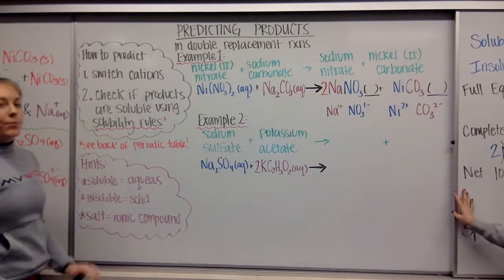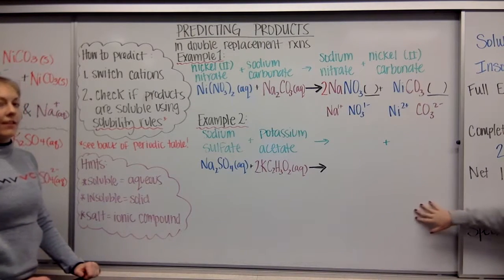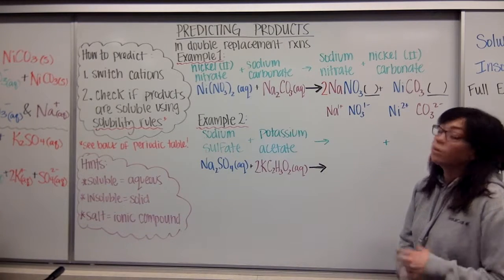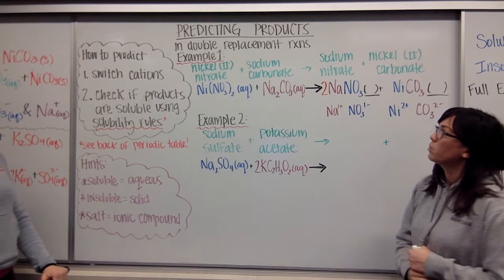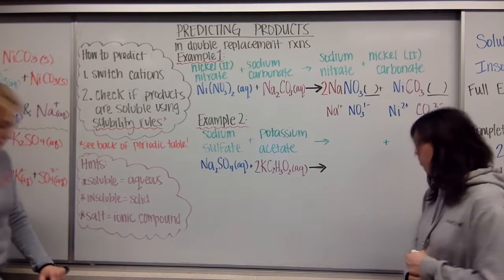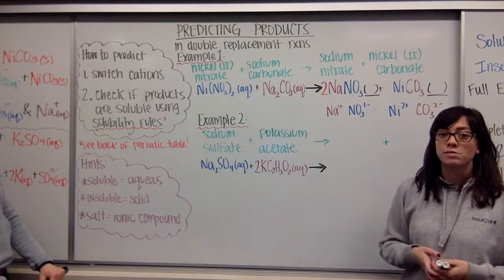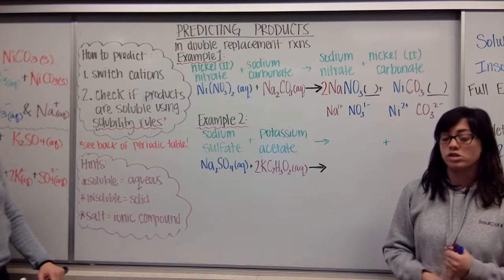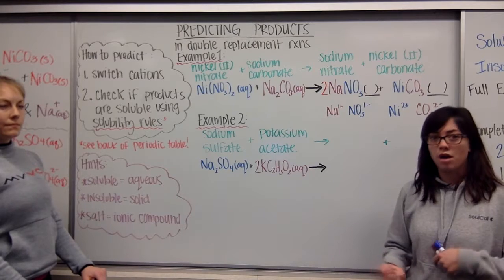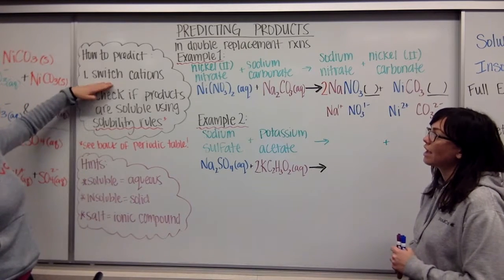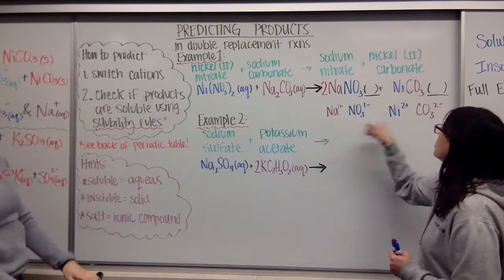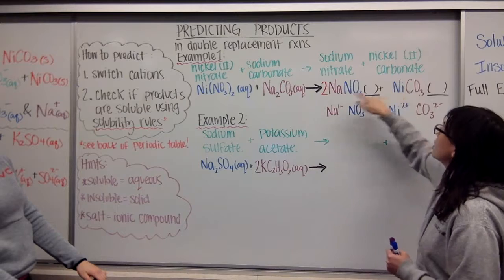Now we're going to look at how we actually predict the products that are formed in these reactions. The way that we predict products of double replacement reactions is using the solubility rules, which are on the back of the periodic table. So the first thing that we do is switch the cations in our equation. You're always going to be given the reactants, but you are just predicting the products. Remember, our cations always come first. They're positively charged. So we switch our cations right here, you can see.